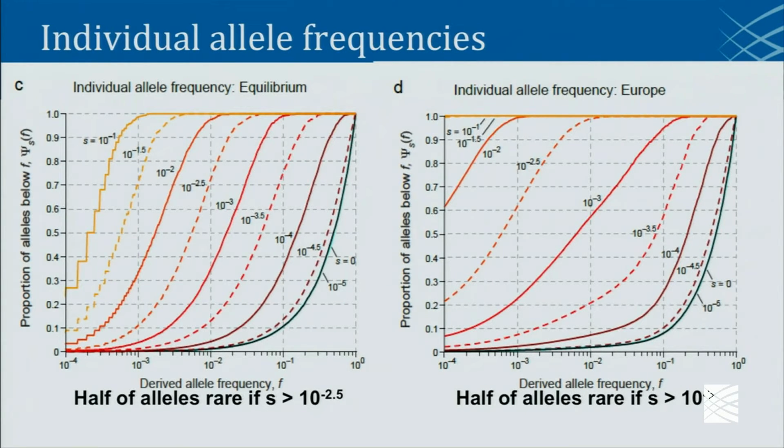So you can read this as saying, if I go to 10 to the minus 3, so that kind of frequency, and I look at a selection of 10 to the minus 1.5, so this is a pretty strong S, the vast majority of my mutations are going to be below this frequency of 1 in 1,000 under an equilibrium model. If I go over to Europe, it has actually changed quite aggressively with respect to that individual kind of demography because of the rapid expansion. Okay, question? Yeah, all right.